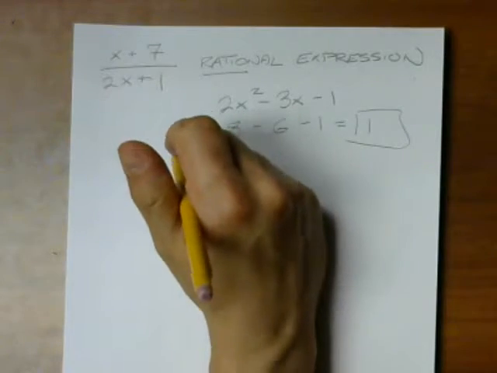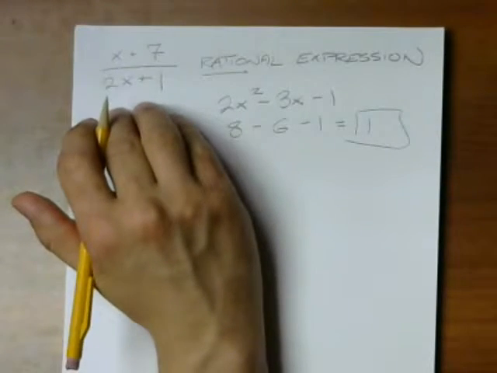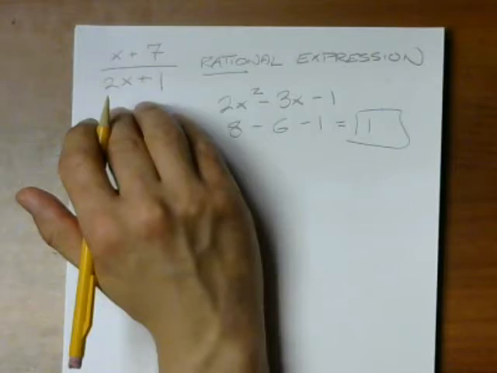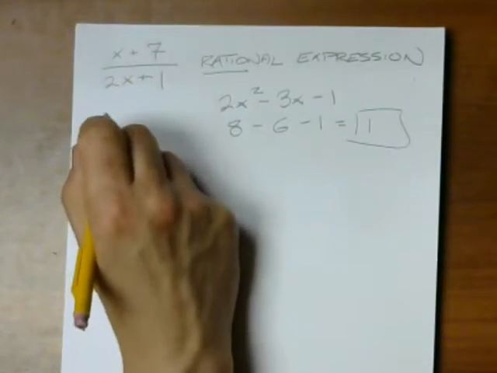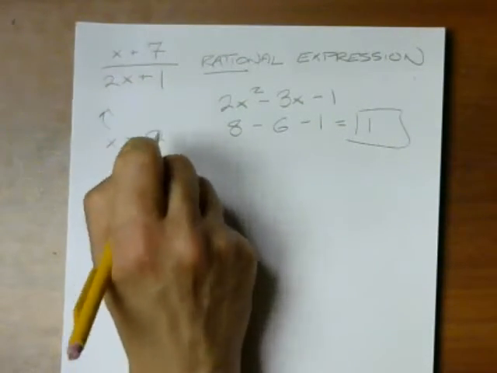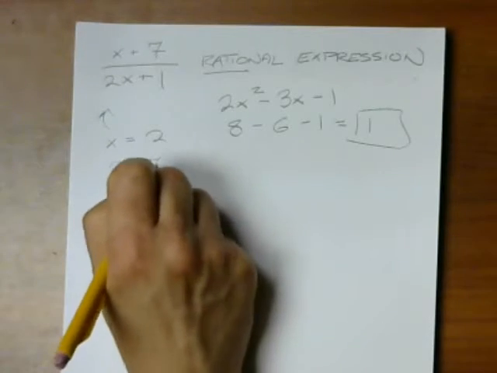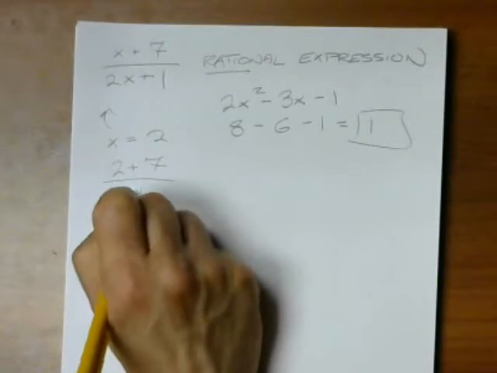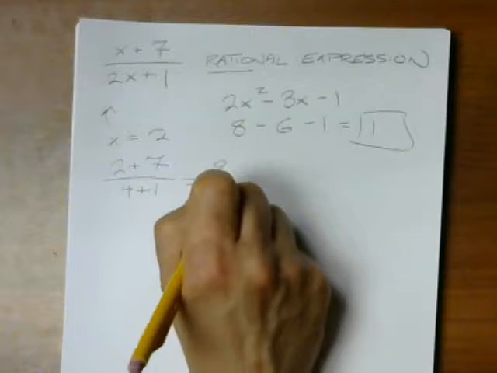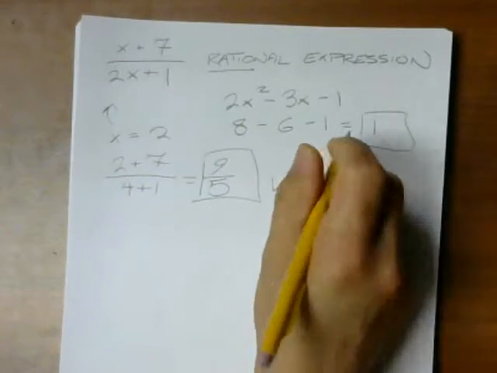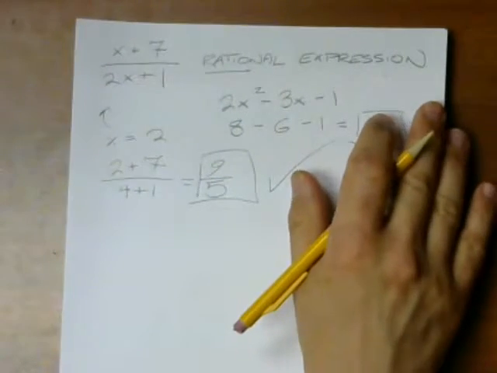I got an output. Here, I can plug in numbers as well. Let's say I want to plug in 2. If I want to plug in 2, that's going to give me 2 plus 7 over 4 plus 1, which is 9 over 5. Very nice.